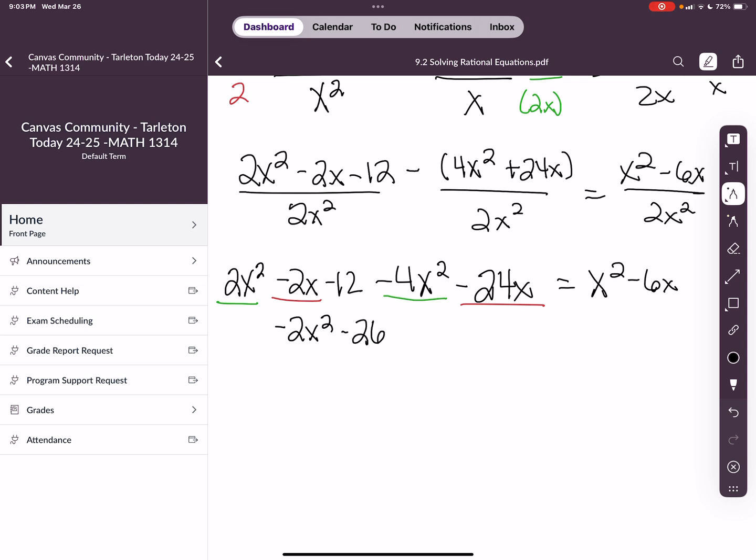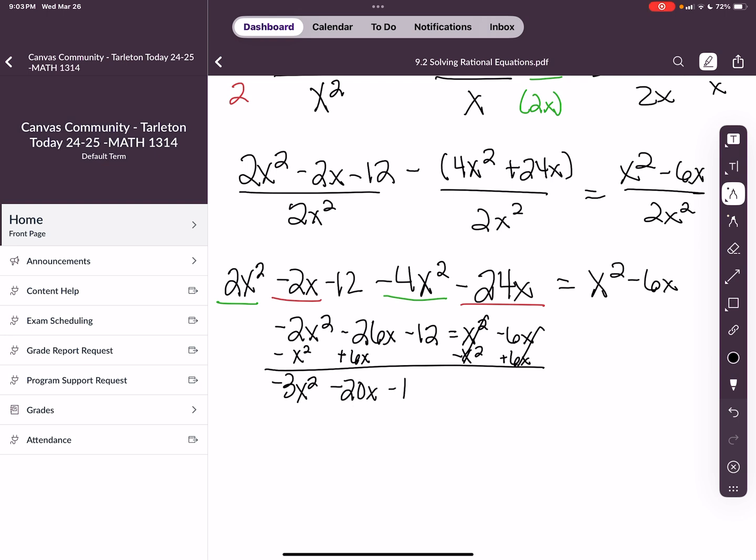That's going to give me negative 26x. And then I'm just left with negative 12. And again, that equals x squared minus 6x. So I'm going to go ahead and move these both to the other side. Okay, so I'm going to get negative 3x squared minus 20x minus 12. Now, there's not a number that negative 3, negative 20, and negative 12 can all go into, so we're not going to simplify that.